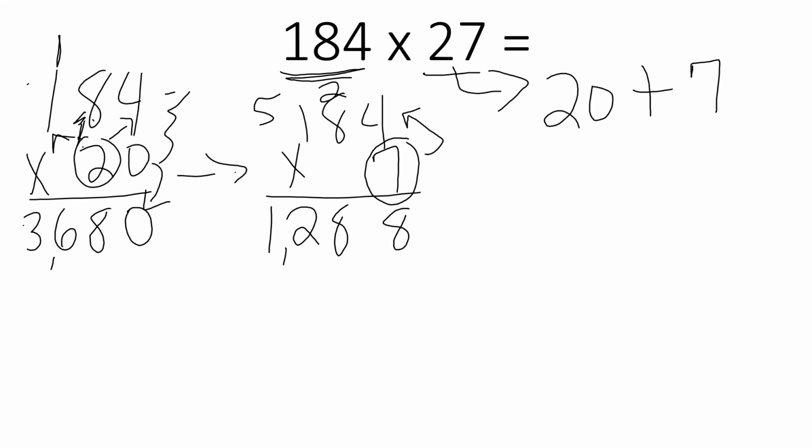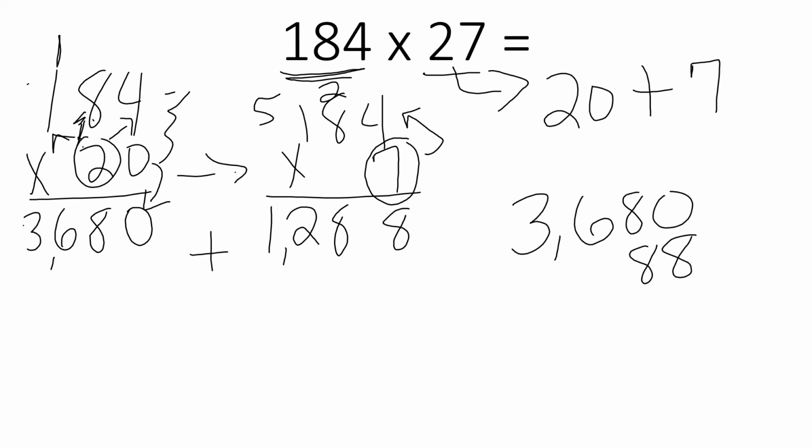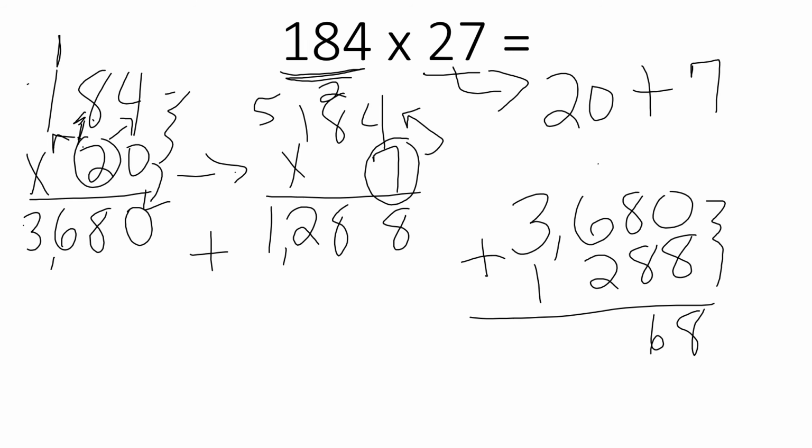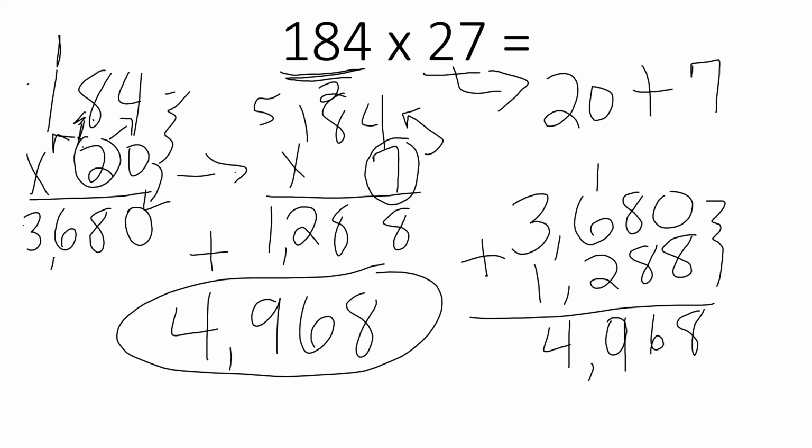Okay, so now my last step is to add these two answers together. Remember, you want to line them up from the ones place correctly. And I'm ready to add. So I always start in the ones place at the back. 8 plus 0 is 8. 8 plus 8, 16. Carry my 1. 1 plus 6 is 7. And 9. And then 3 plus 1 is 4. I forgot my comma there and my comma here. So my final product is 4,968.